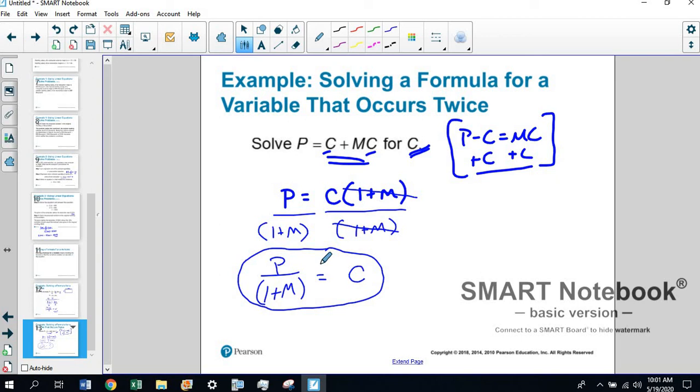Practice both of those in section 1.3. You'll have some worksheets for those and my math lab homework as well.